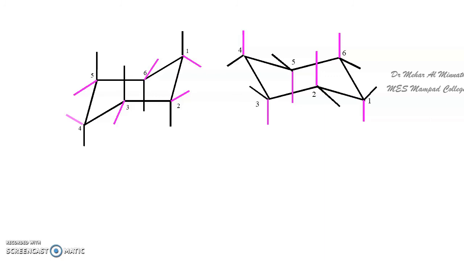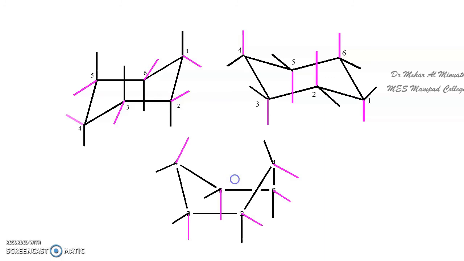Now this passes through the boat conformation mainly. And in the boat, while passing through the boat conformation, you can see most of the axial bonds have taken up the equatorial orientation. See the axial bonds on 4, 5, 3 on this side have become equatorial, and the equatorial has become axial. In the next cycle, all these will change their orientation.